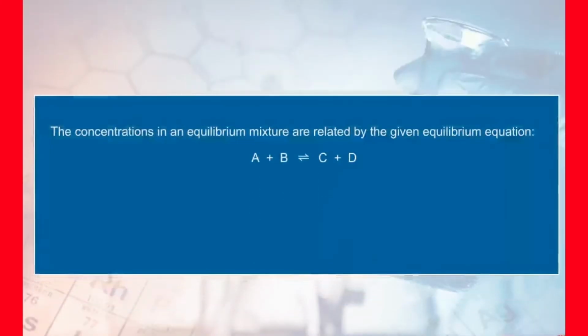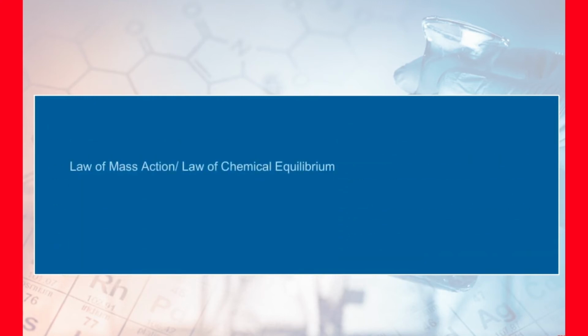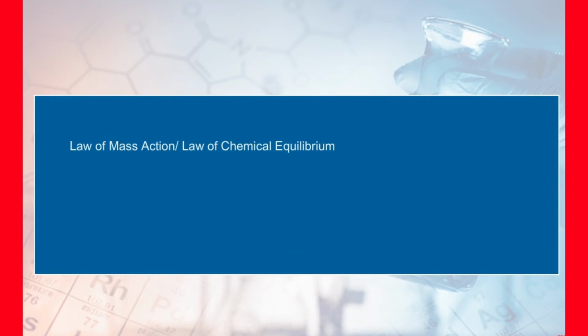Law of chemical equilibrium and equilibrium constant. On the basis of experimental studies, it was proposed that the concentrations in an equilibrium mixture are related by the given equilibrium equation, where Kc is the equilibrium constant and the expression on the right side is called the equilibrium constant expression. This relationship is called the law of mass action or the law of chemical equilibrium.